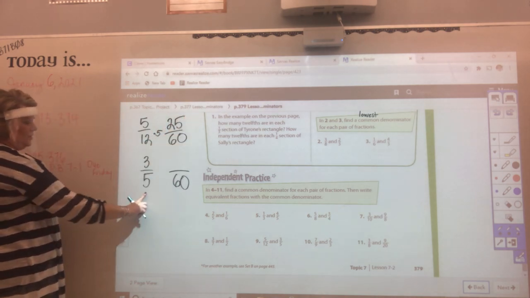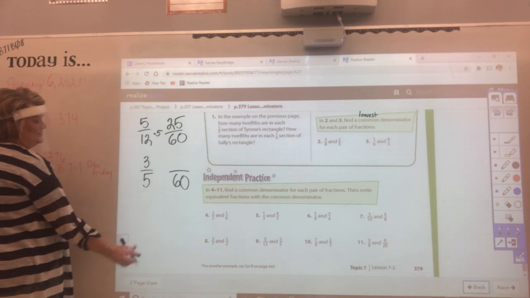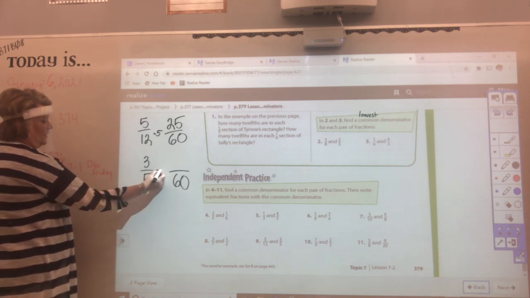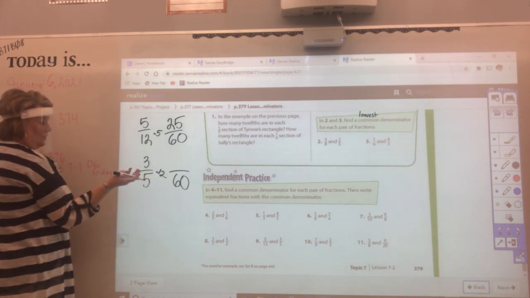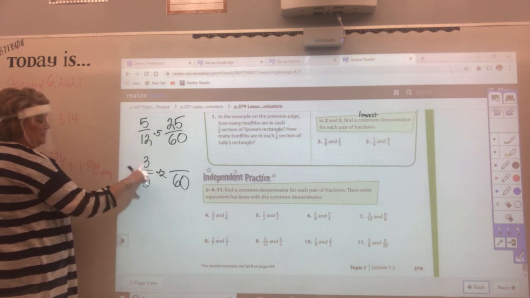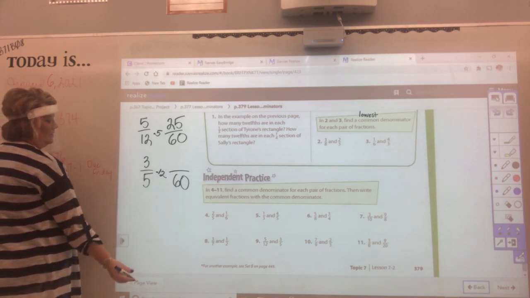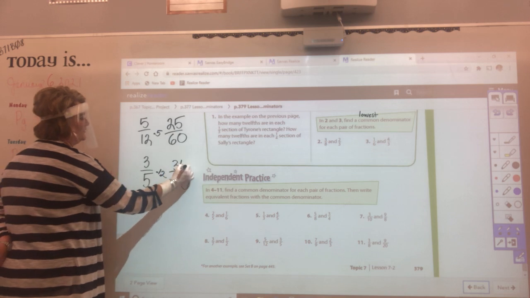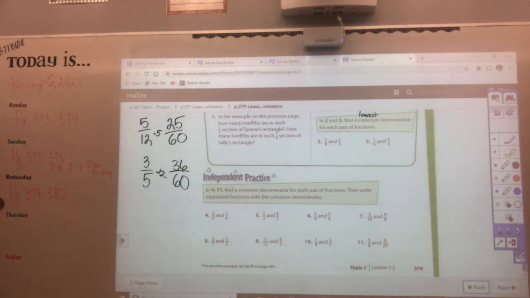On the bottom, how did we go from 5 to 60? What did we multiply by? 12. So if we multiply the bottom times 12, we have to multiply the top times 12. What do we get? Yes. 25 60ths, 36 60ths.